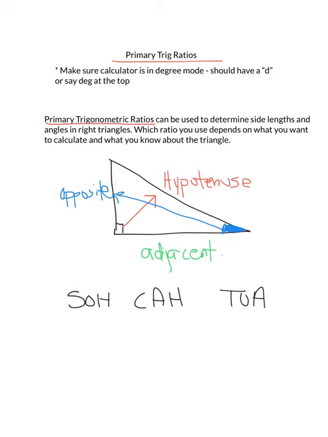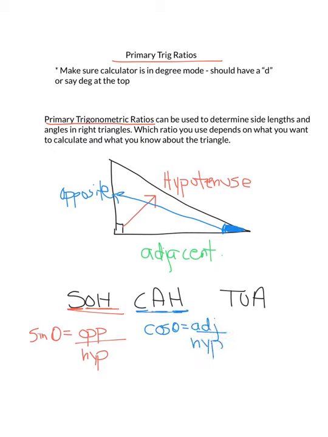And what this helps you remember are the three formulas. So from this, I can remember that my first formula is sine of theta is equal to, so the S stands for sine, the O stands for opposite, divided by the H, which stands for hypotenuse. Now from CAH, I can see C stands for cos, the A stands for adjacent, and the H stands for hypotenuse. And then from my TOA, the T stands for tan.